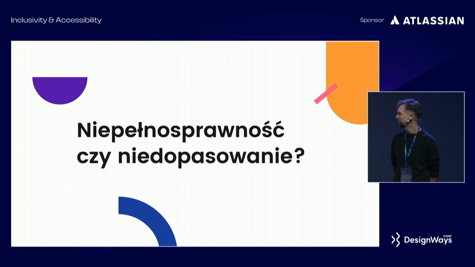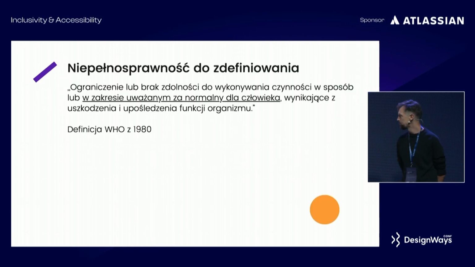Let us start with the first part. Is it disability or mismatch? Let's start with the definition. WHO 1980: Disability is the restriction or lack of ability to perform an activity in a manner or within the range considered normal for a human being due to a functional limitation or restriction caused by an impairment.